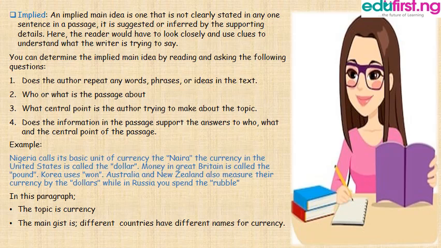Here is an example. Nigeria calls its basic unit of currency the naira. The currency in the United States is called the dollar. Money in Great Britain is called pound. Korea uses won. Australia and New Zealand also measure their currency by the dollar, while in Russia you spend the ruble. In this paragraph, the topic is currency. The main gist is the different currencies that are used in different countries. And different countries have different uses for currency.